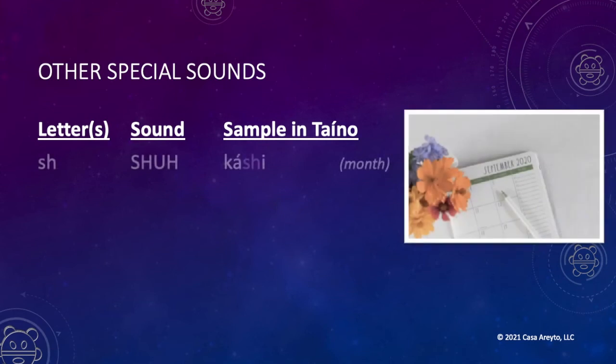There are also two other special sounds in Taíno, one of which is sh, as in kashi, which means month. And that is the only time that you'll see the H in a Taíno word. It's when it's paired with an S to make the sh sound.